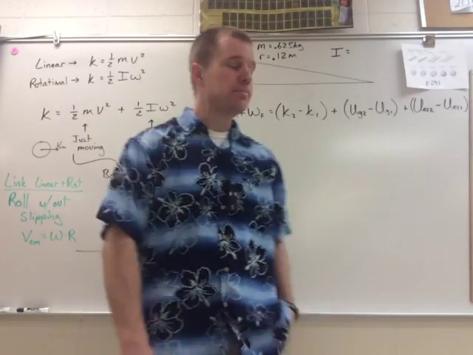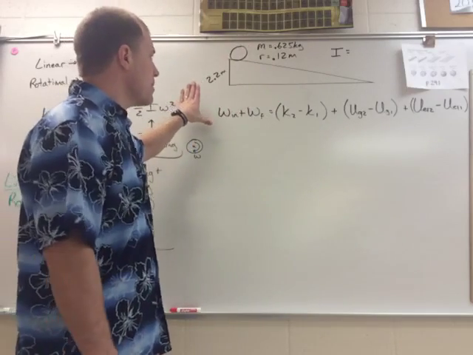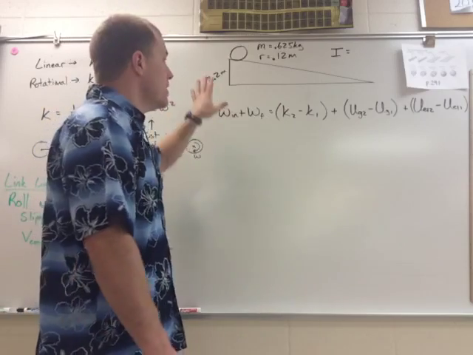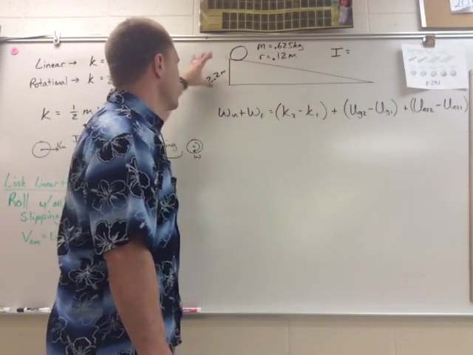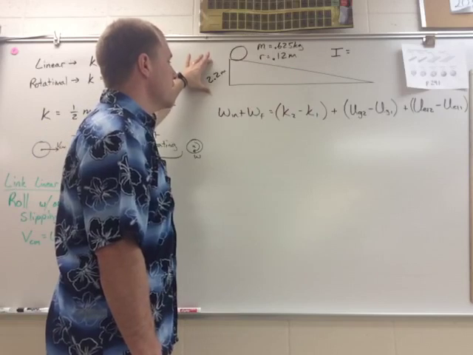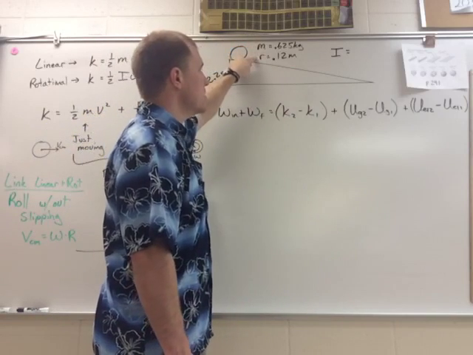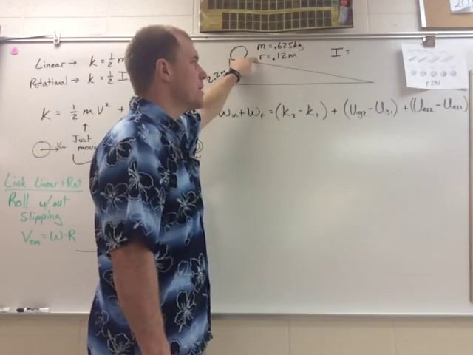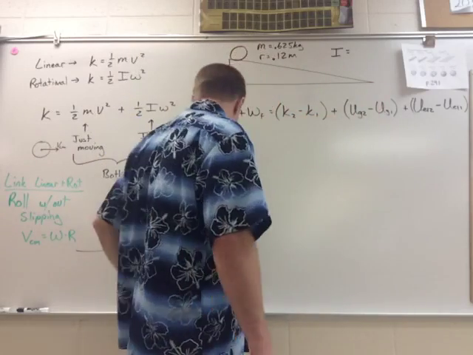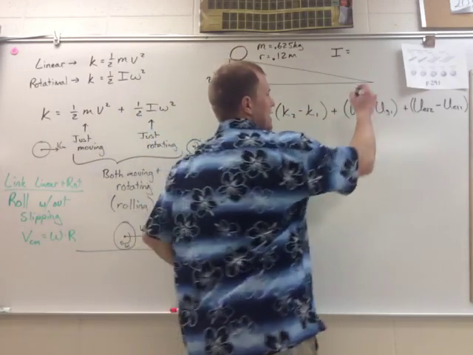So let's try one. So the example problem states that I have a basketball that's going to roll down an incline, and the incline is 2.2 meters high. The mass of the basketball is 0.625 kilograms, and its radius is 0.12 meters. And we want to know how fast is it going down here at the end.